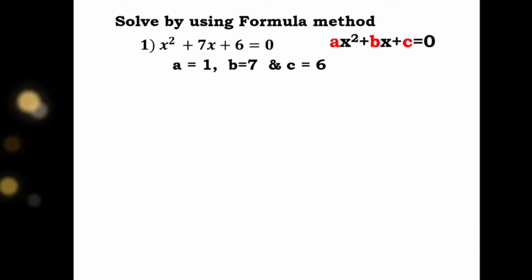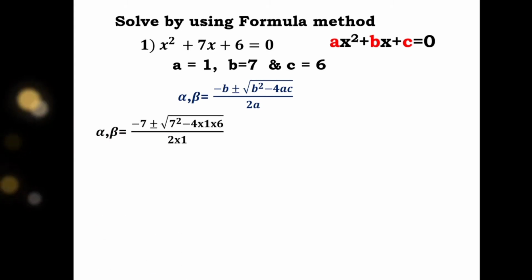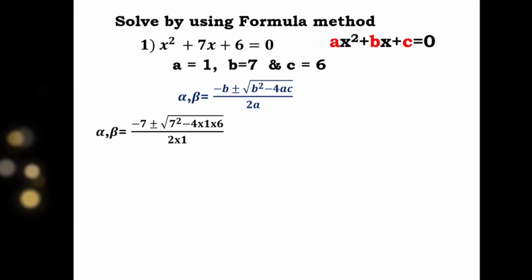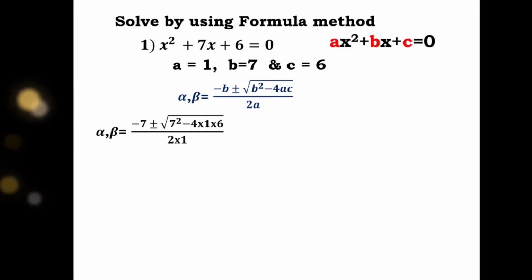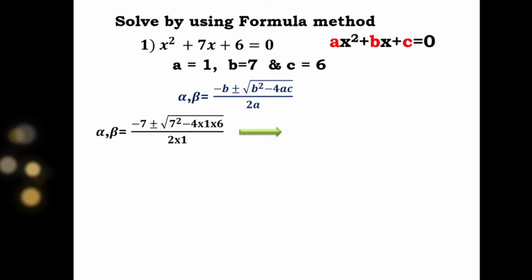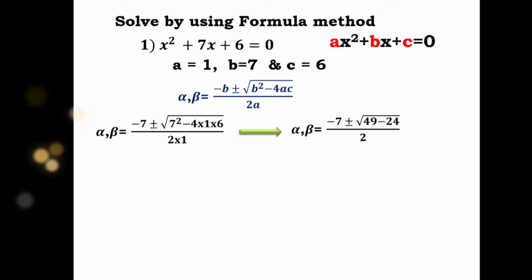Now we'll use the formula, alpha beta is minus b plus or minus square root of b squared minus 4ac, divided by 2a. We only need to substitute the values here. Alpha beta is equal to minus b, and b is 7, so minus 7, plus or minus square root of b squared, again b is 7, so 7 squared, minus 4ac, a is 1, c is 6, divided by 2a. Again a is 1, so 2 into 1 is 2. Therefore your equation now turns to be minus 7 plus or minus square root of 7 squared, which is 49, minus 4 into 1 into 6, which becomes 24.